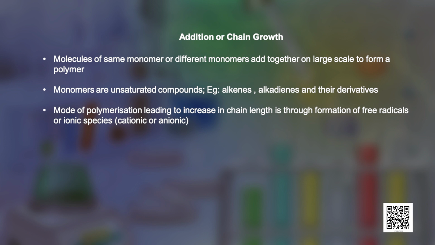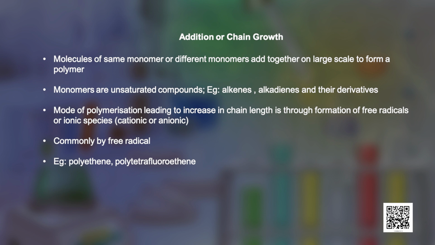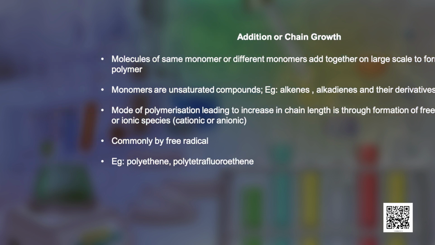The ionic species can be cationic or anionic in nature. However, the free radical governed addition or chain growth polymerization is the most common mode. In this session, we will focus on the free radical mechanism only. The common examples of such polymers are polythene and polytetrafluoroethene, also known as Teflon.